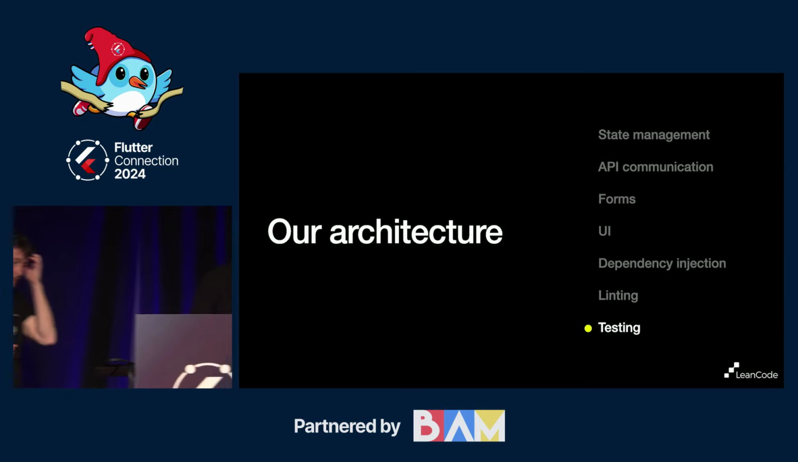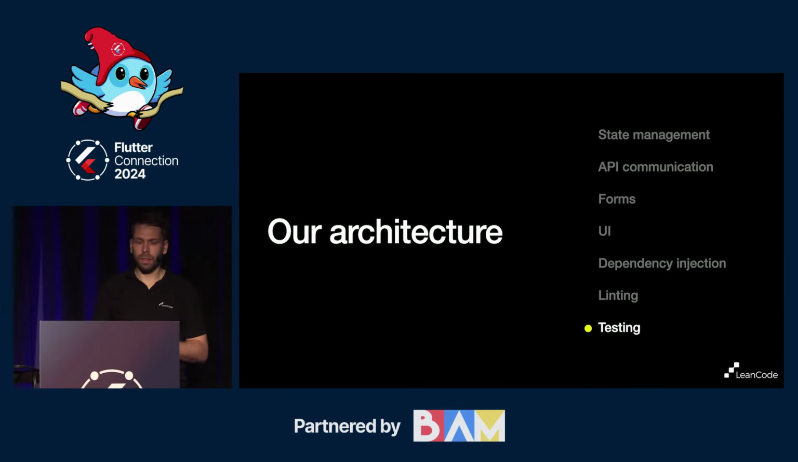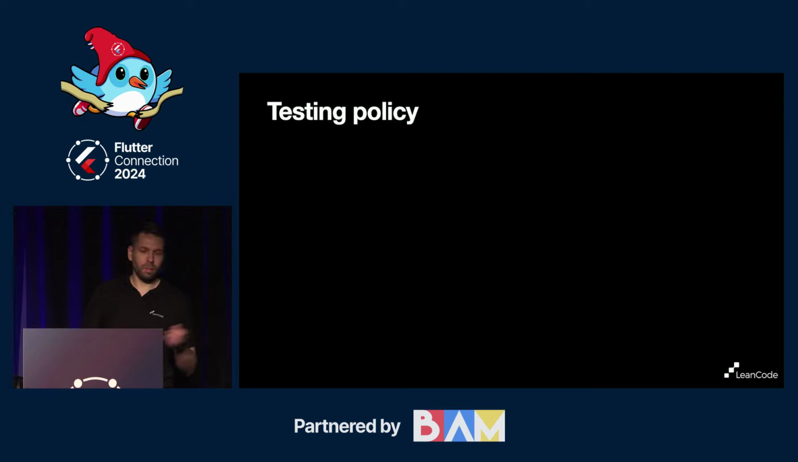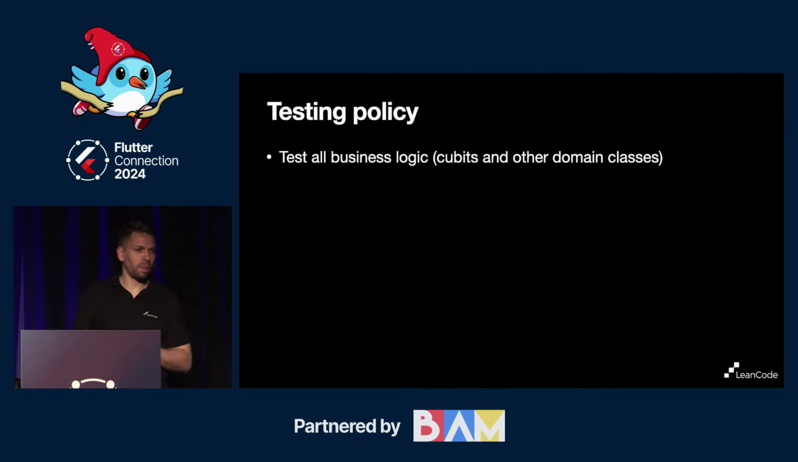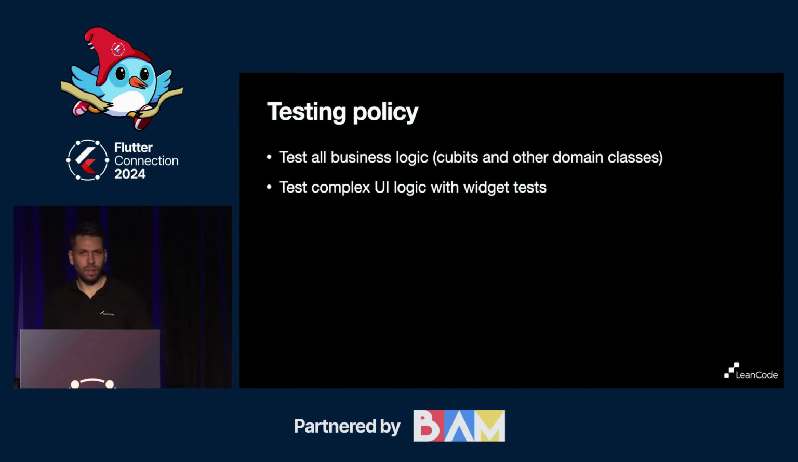Okay, now let's move on to our last point, which is testing. So we try to follow some testing policy. The most important thing is that we try to test all business logic. So typically most of our business logic resides in cubits and some other classes. We test complex UI logic with widget tests. We're also experimenting heavily recently with golden tests.